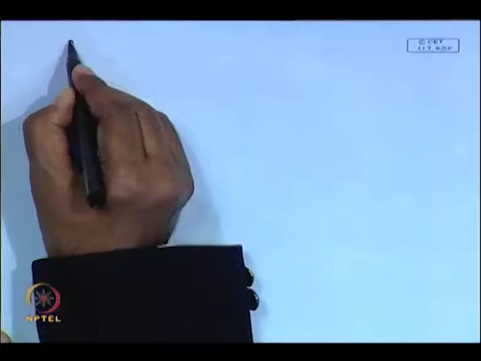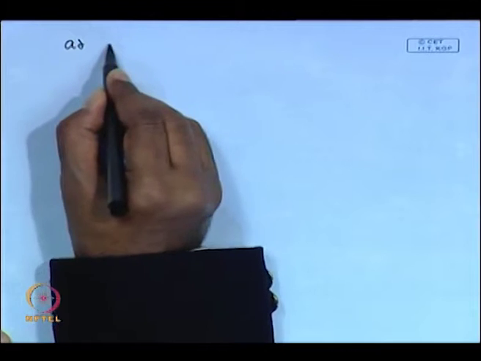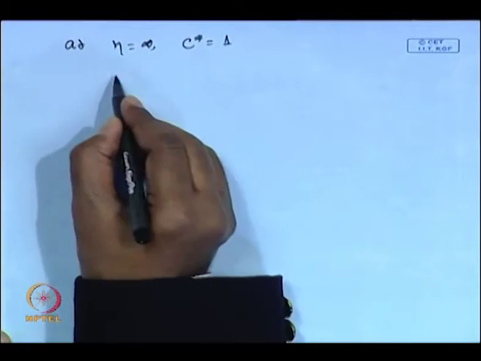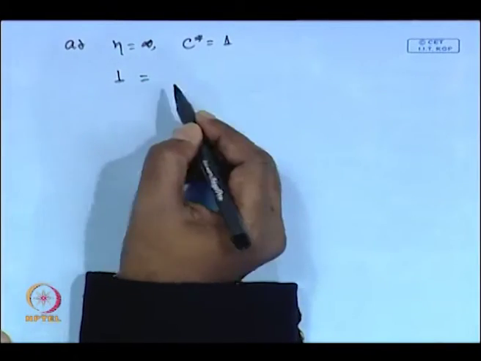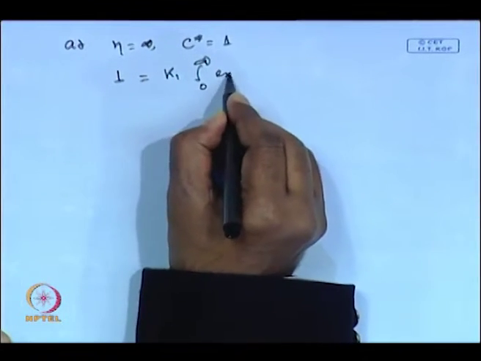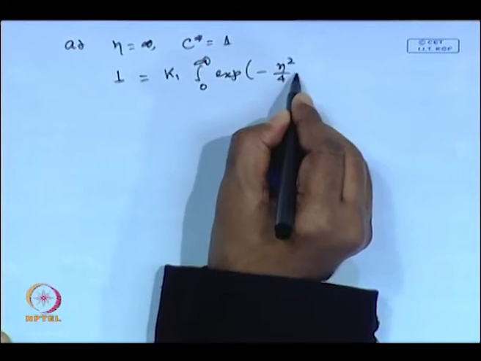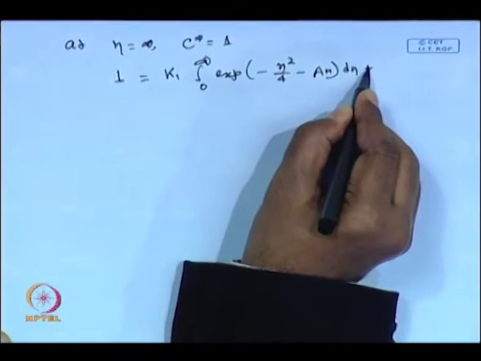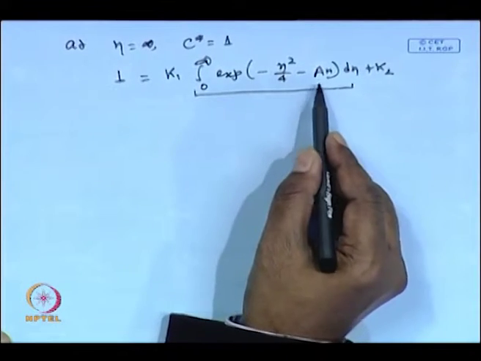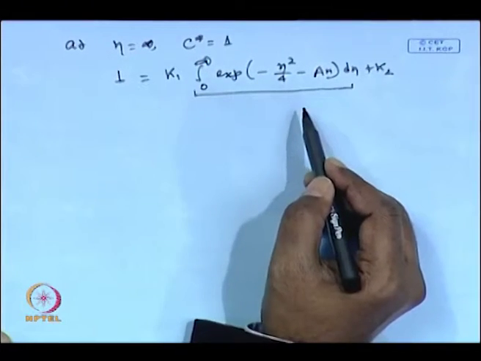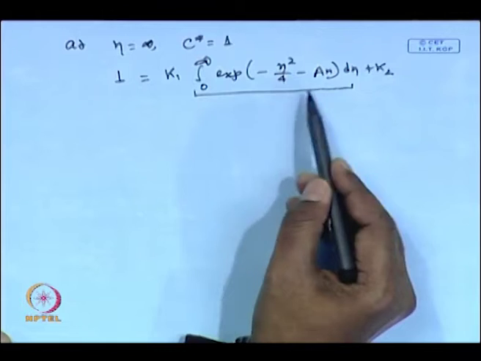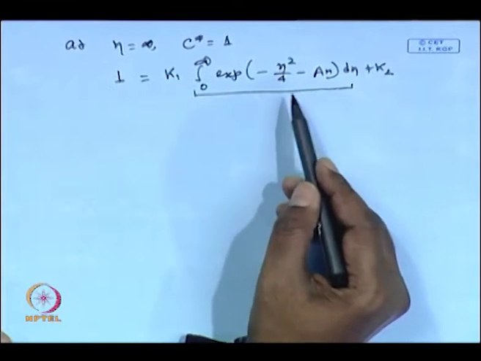The first boundary condition was at eta equal to infinity, c star is equal to 1. That means you put this condition in your solution, and 1 becomes k1 times the integral from 0 to infinity of exponential minus eta square by 4 minus A eta d eta, plus k2. Now, if you know the value of A, then this integral is known to you because it is a definite integral. Once you know the value of A, because that is a constant, it must be assuming some value, and how to evaluate it, we will see later on.